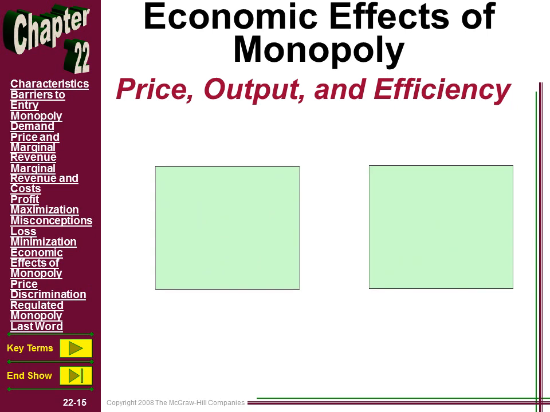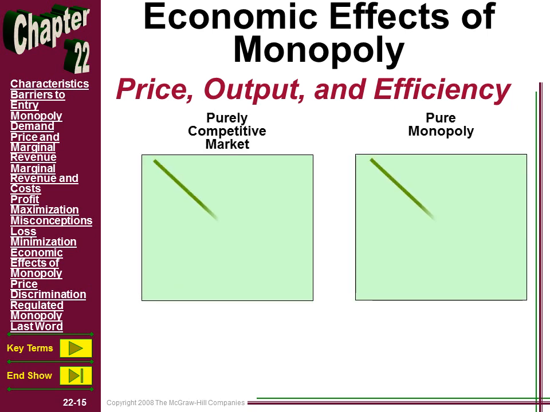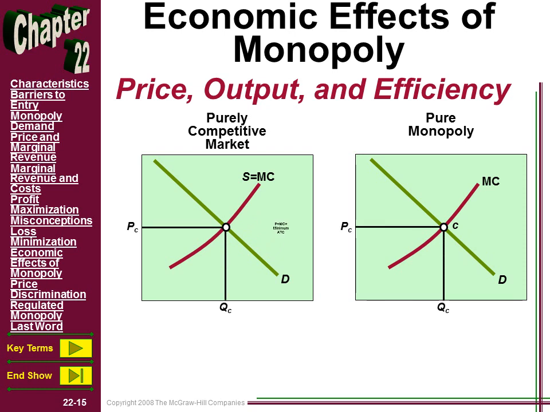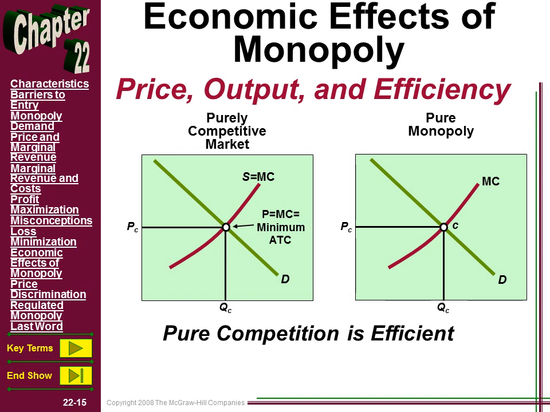Let's talk about the inefficiencies of monopoly, right? Now, how are we going to examine the inefficiencies of monopoly? Well, we will compare the efficiencies of a purely competitive market situation to what occurs when one firm dominates the industry. On the left-hand side, we have the purely competitive market. On the right, pure monopoly. Let's review pure competition before we examine the inefficiencies of pure monopoly.